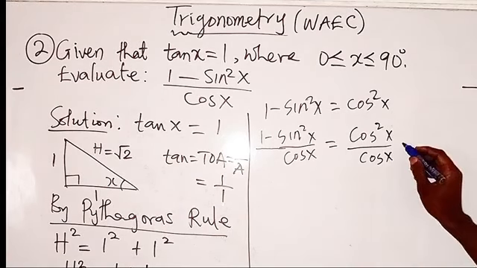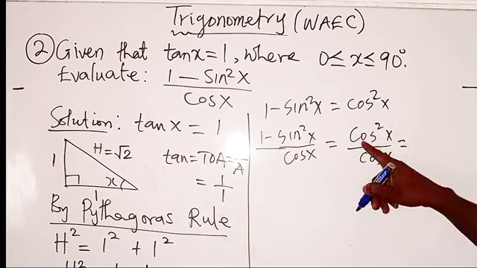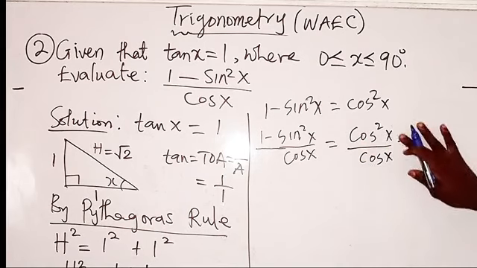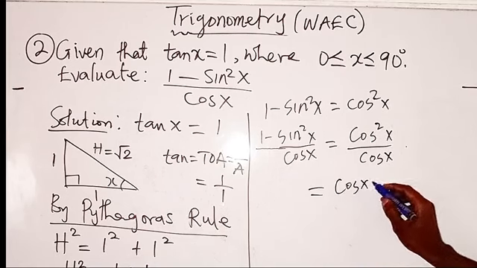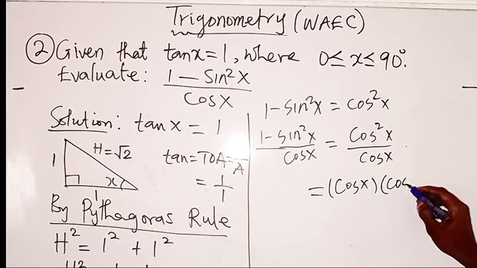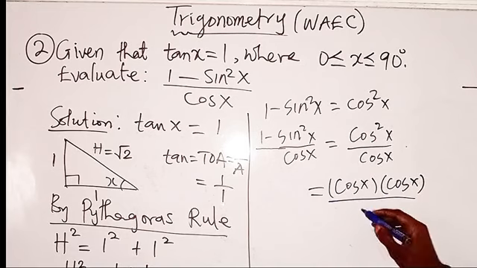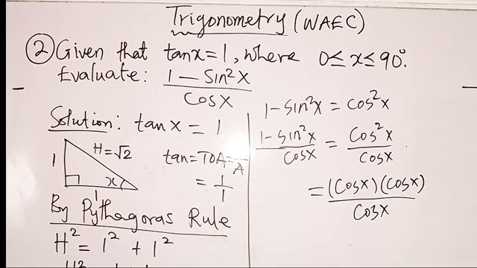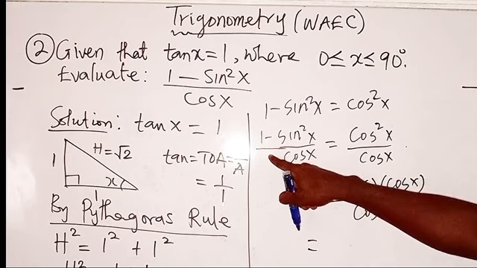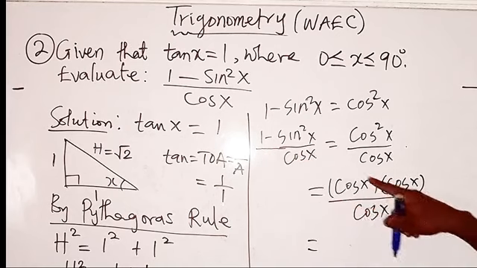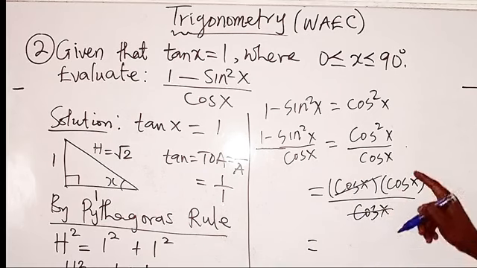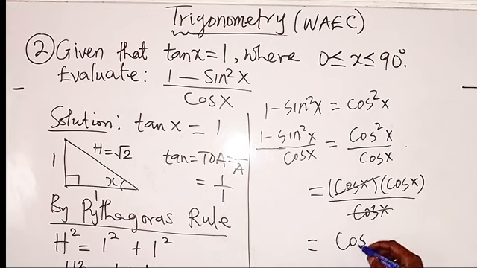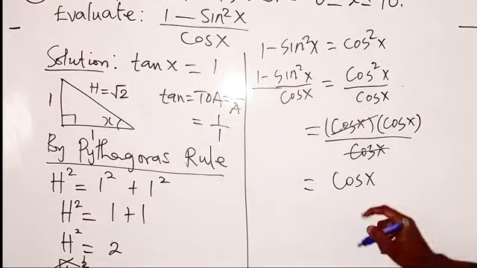So now from here, there's something that we still need to do. This cos square x is the same thing as having cos x multiplied by cos x, then all over cos x. Are you getting it now? So this that we need to evaluate is the one that we transform to this. You can see that this cos x will cancel this cos x here. So we are going to be left with cos x. Therefore, everything here is cos x.